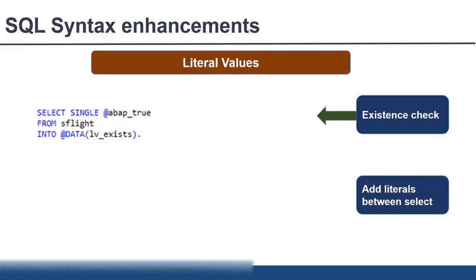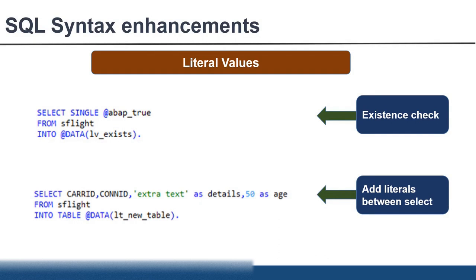You can also add new literals in between select statement. In the example shown on the screen, the field details is a new column having a literal extra text, and the field age is another new column which will have the value 50. So finally, internal table will have four fields: CARRID, CONNID, which will store the data from table, whereas details and age store the constant values.